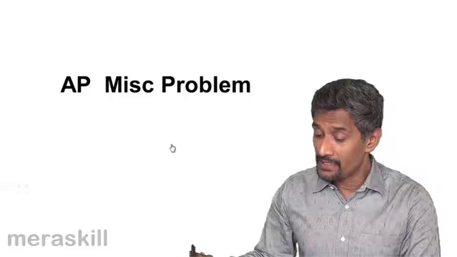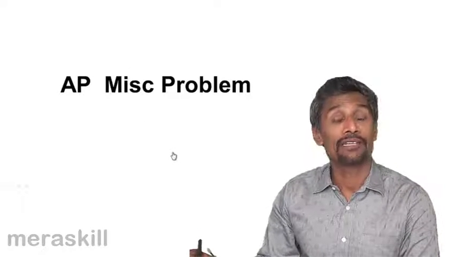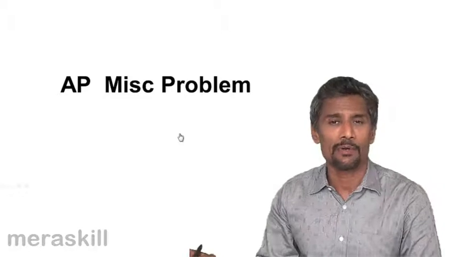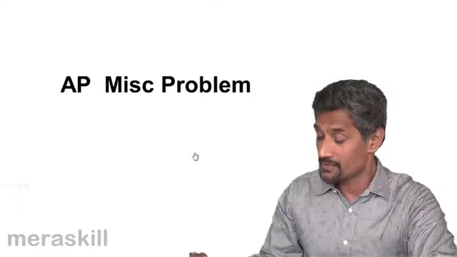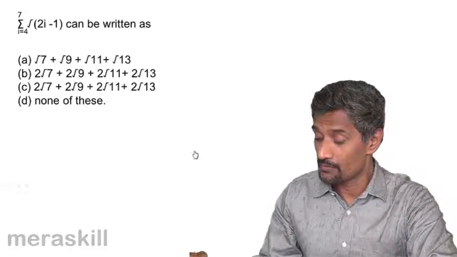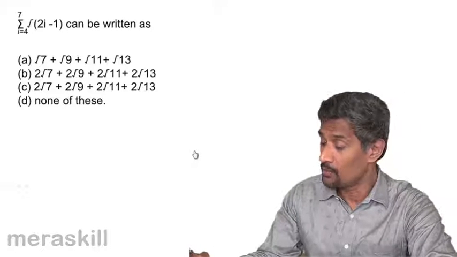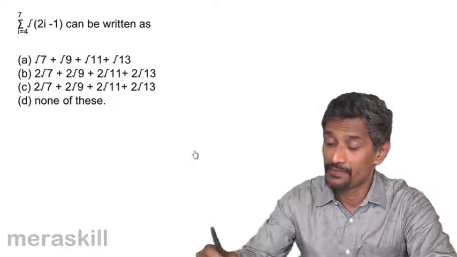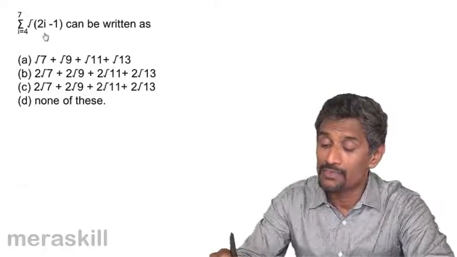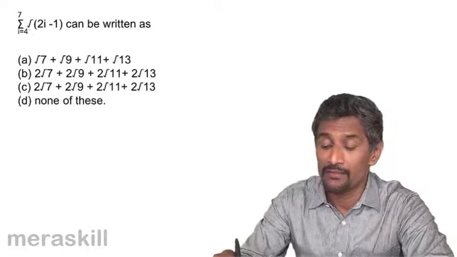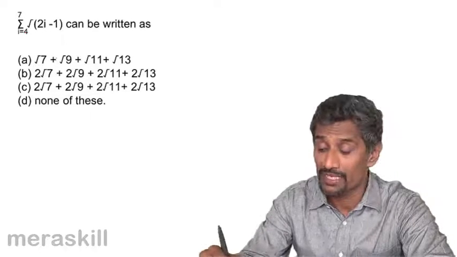Next in line is general arithmetic progression, miscellaneous problem. General problems, let's see what we have in store for us. Now, here we have the sum of the series root of 2i minus 1, where i ranges from 4 to 7, can be written as what?